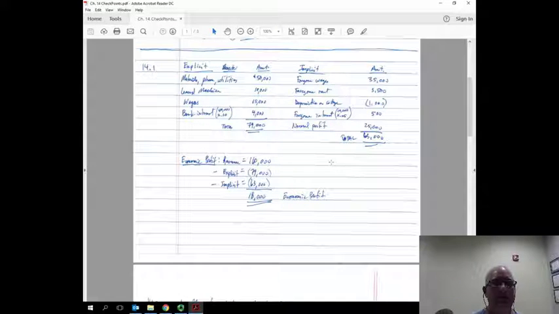Hello, just wanted to go over the Chapter 14 checkpoint exercises. First one we'll look at is 14.1 on page 347. And what it does gives us some information here. We'll briefly look at it.